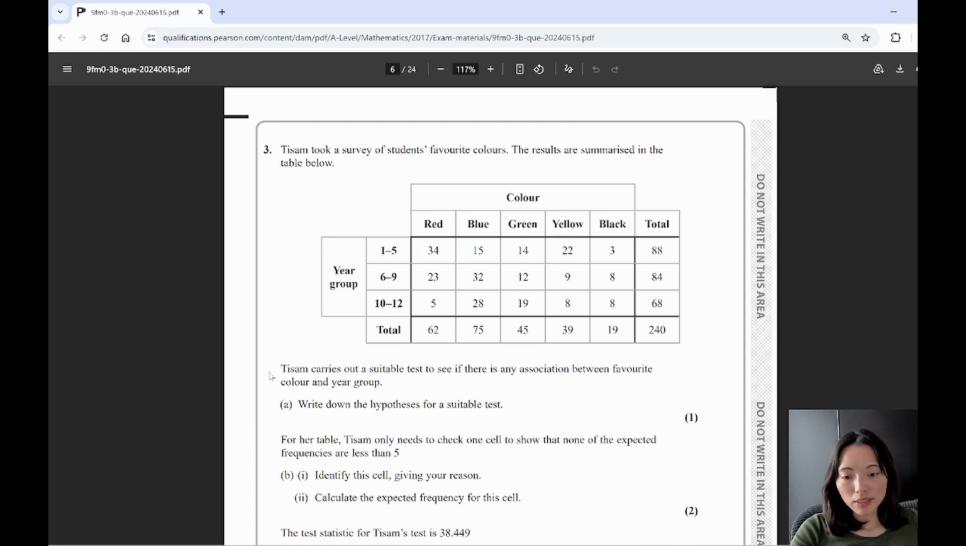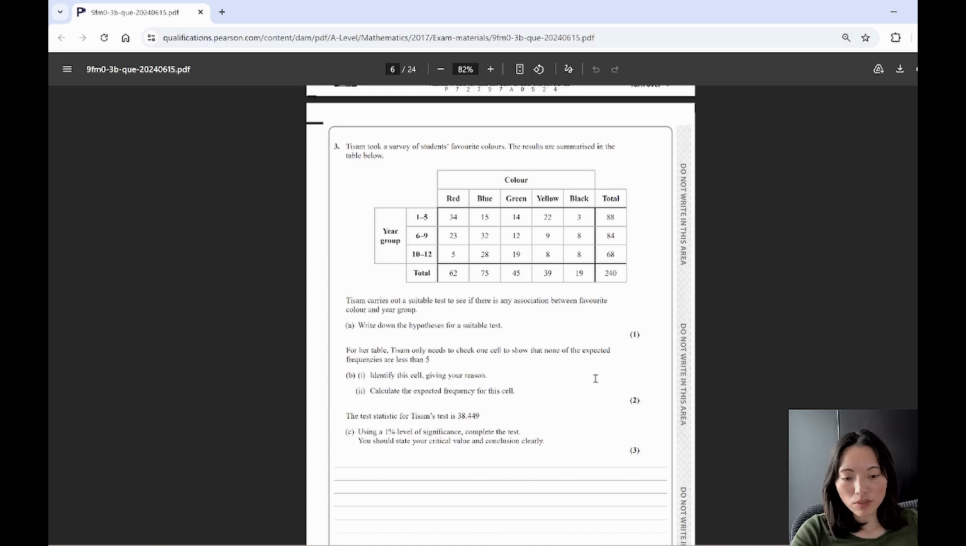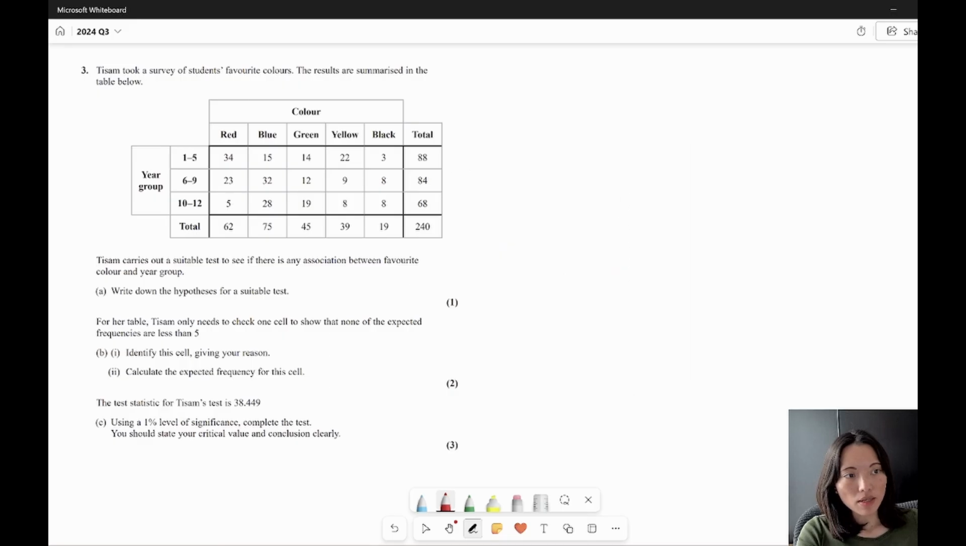Underneath the table, we see Theorem carries out a suitable test to see if there is any association between favorite color and year group, etc. That's the full question. Let's try and answer this question step by step. First of all, part A is asking us to write down a hypothesis for a suitable test.